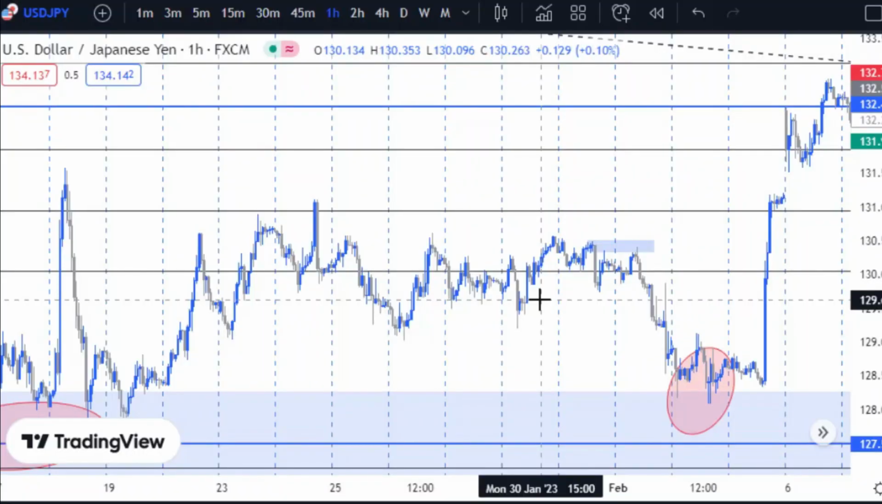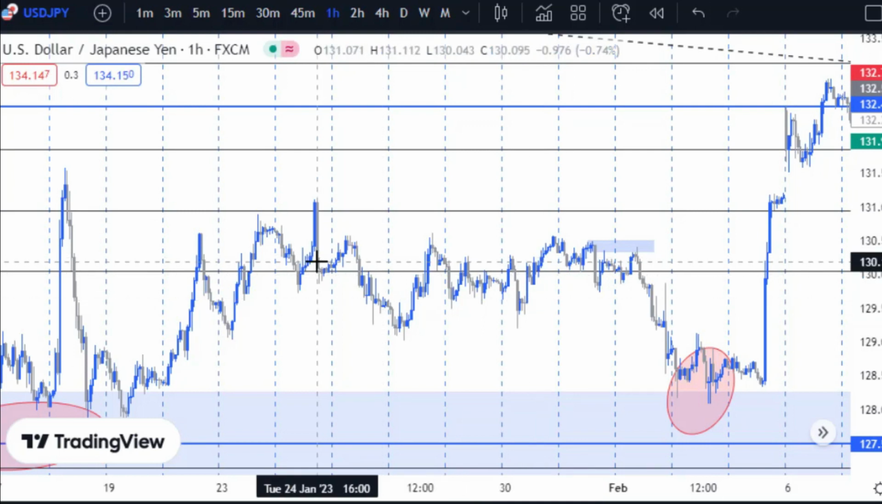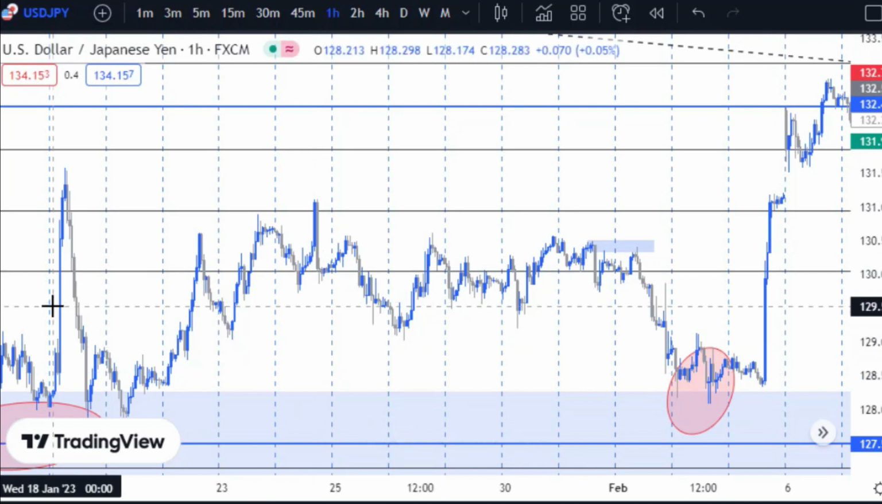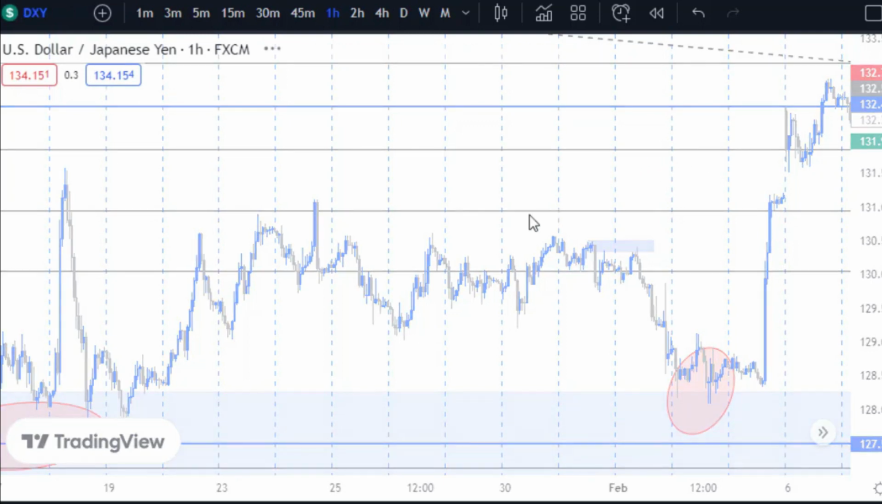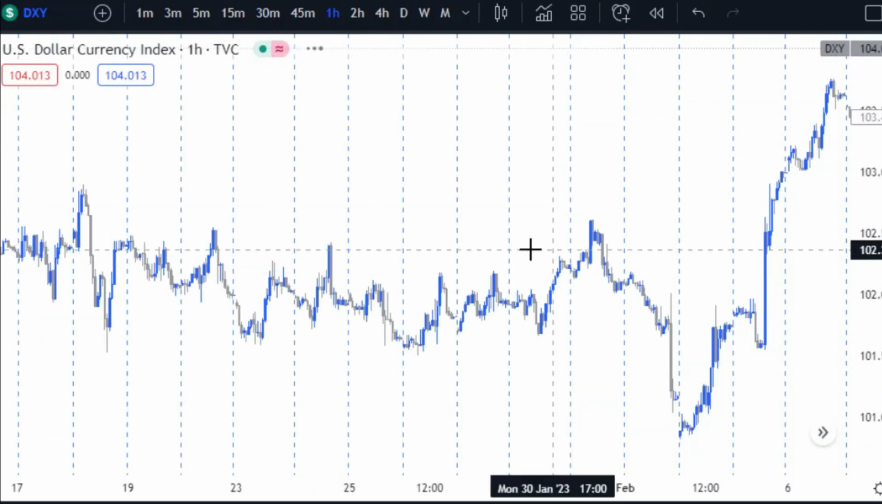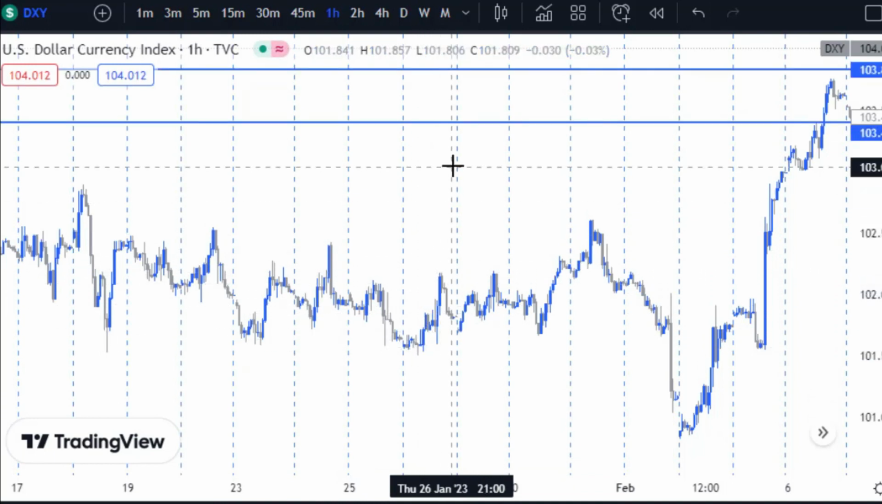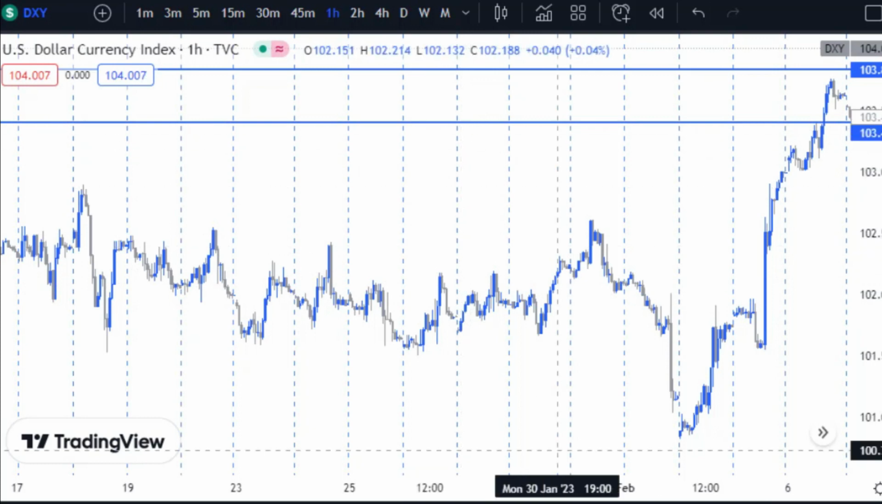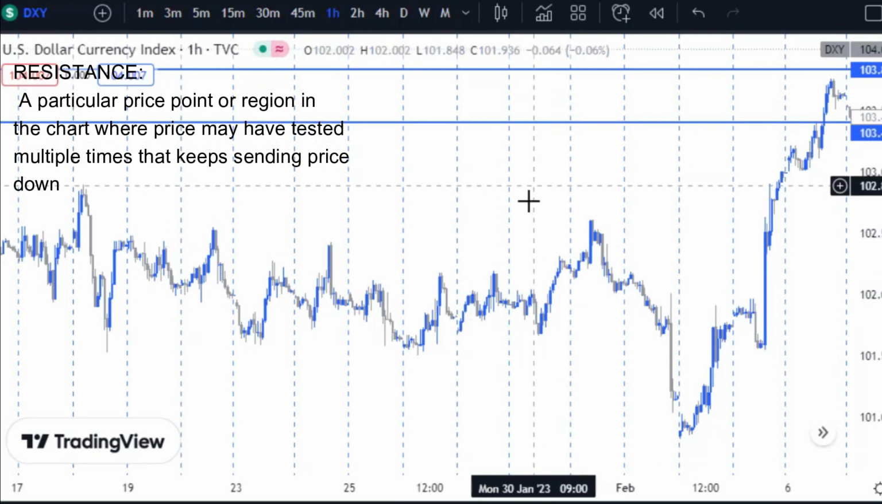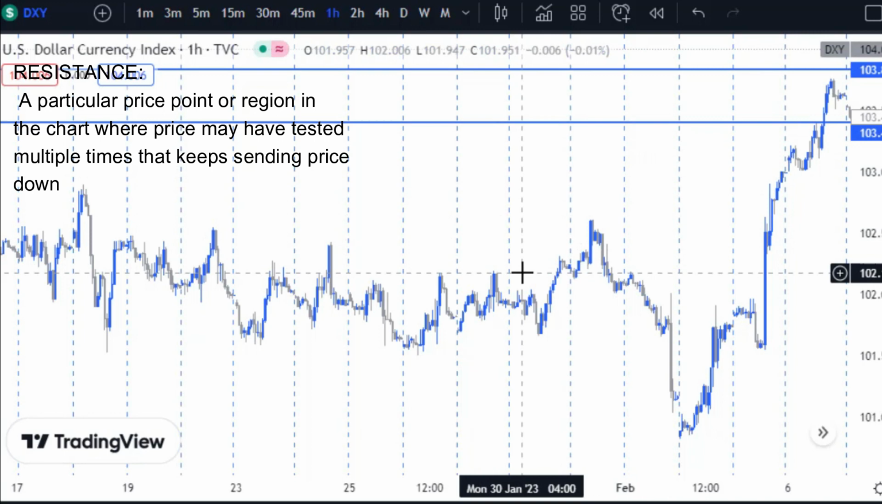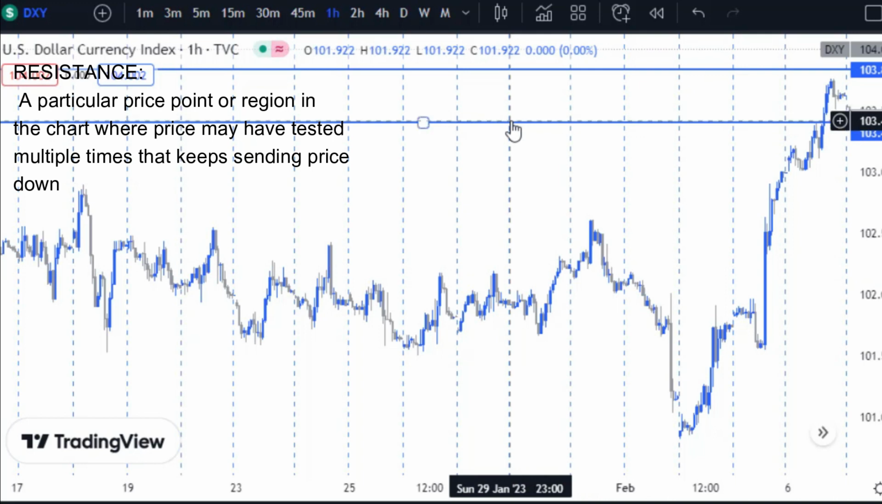Alright guys, so in the chart I'm going to be showing you the major difference between supply and demand and also support and resistance. Let me open a plain chart so that you can see and you gain more understanding. So when we say a region is a place of resistance in the MT5 charts, we are talking about a particular price point where price may have tested 1 or 2 or 3 or many more times and it has been rejected off that particular location.